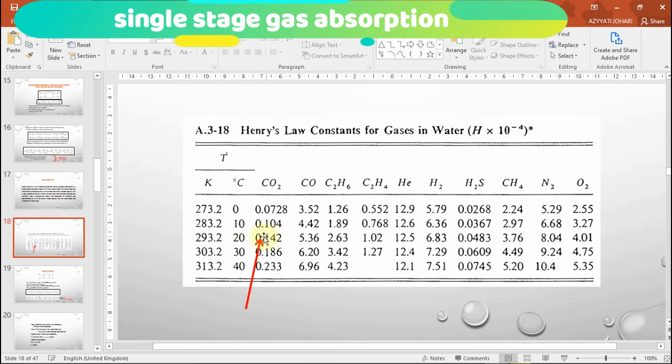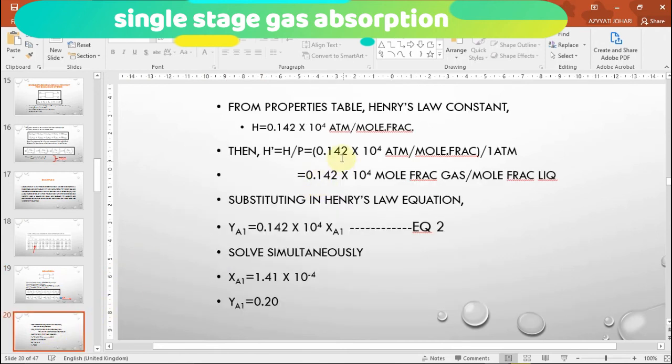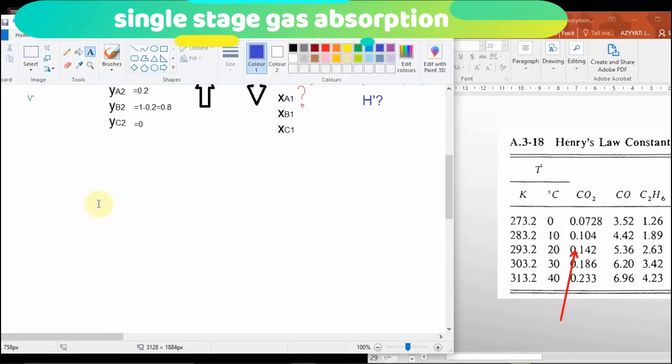To get the accurate value, you need to do interpolation. By using interpolation, you will get the correct H value for the condition of 293 K for component CO2. But for this question, just use the simplified value, which is 0.142. After this, I will show you how to do it.